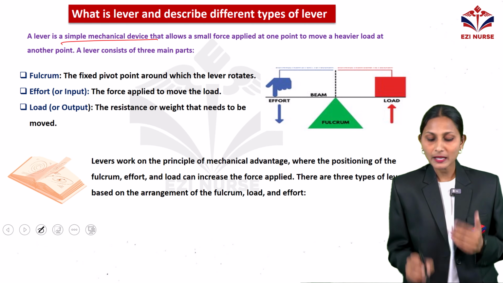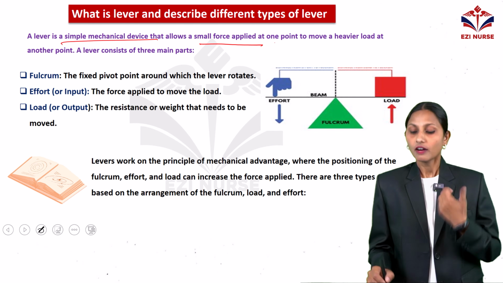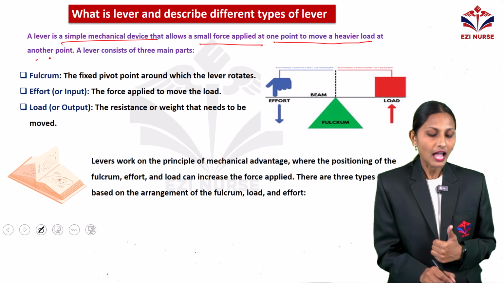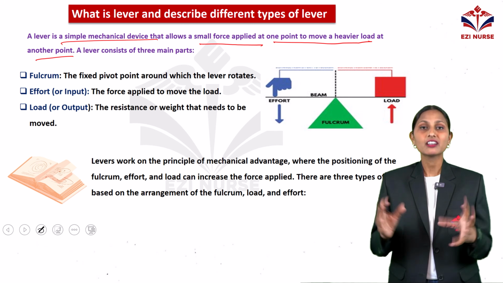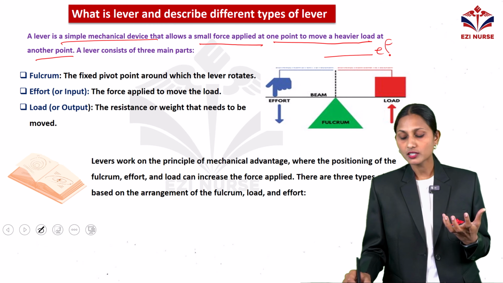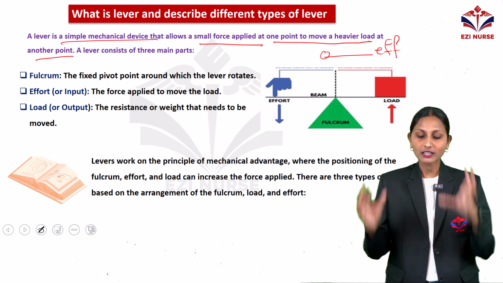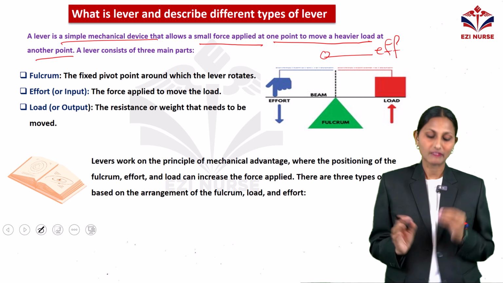It is a simple mechanical device that allows a small force applied at one point to move a heavier object at another point. So a lever is a mechanical device where we apply some effort, some force, from one side and the load will be at the other side. That is what a lever is. It is a simple mechanical device.